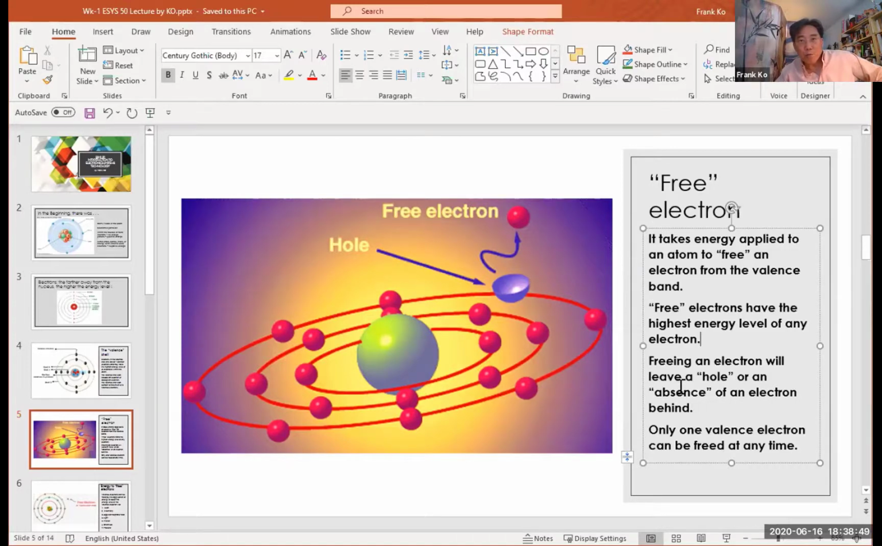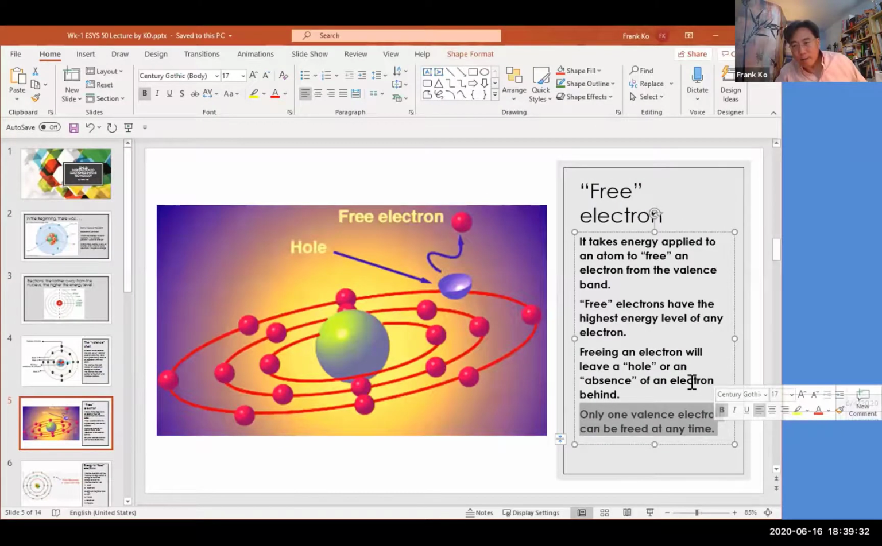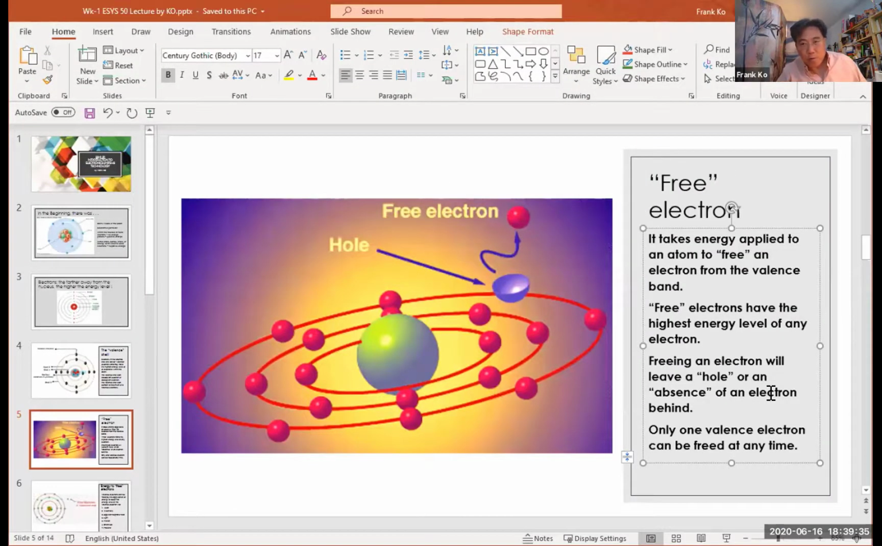The next part here is really important for us to understand. Freeing an electron will leave a hole, or an absence of an electron, behind. What's shown in this illustration very nicely is that once that electron pops out, what's left there is something we call a hole. We'll use that word again and again in the next few slides. We simply define the hole as an absence of an electron. And finally, the last point in this slide is that only one valence electron can be freed at any time. We cannot lose more than one.